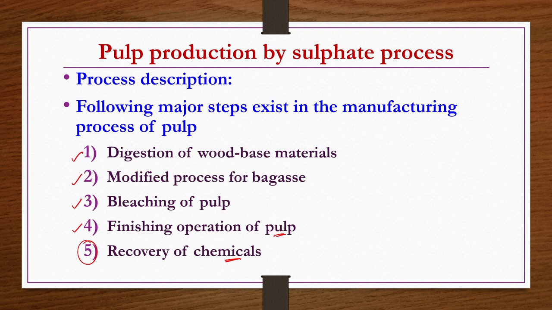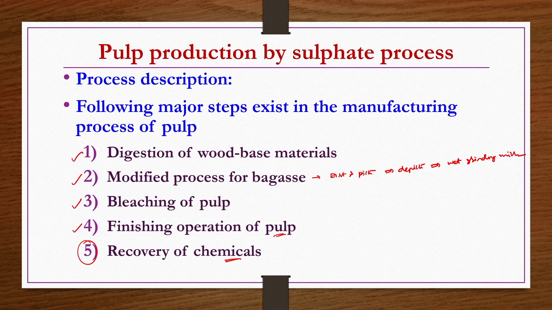for the bagasse. The method that we discussed was primarily for wood material, but if you have bagasse, then dirt and pith may be there. So, you need to do depithing. So, how is it done? It can be done by wet grinding, wet grinding mills, wet grinding hammer mills etc.